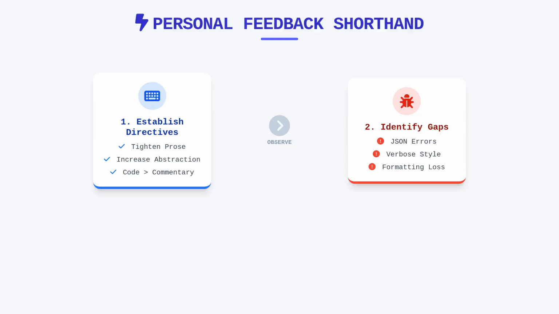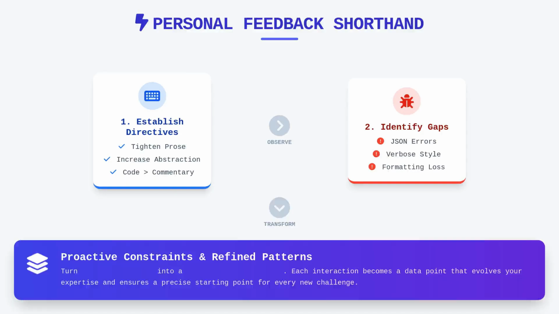Rather than accepting these as inherent limitations of the AI, you should document these occurrences and incorporate them as specific correction directives into your baseline prompt. This transformation of reactive feedback into proactive constraints effectively upgrades your initial prompt for future use, creating a library of refined patterns that evolve alongside your expertise. Each interaction effectively becomes a data point that informs a more robust and precise starting point for the next challenge you undertake.